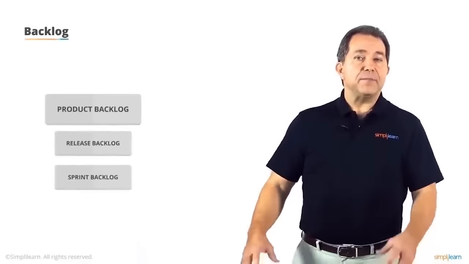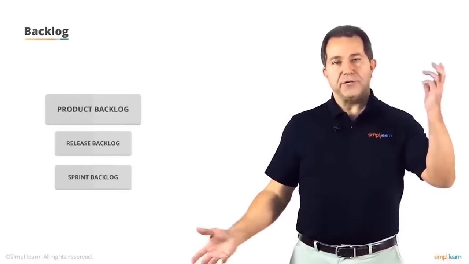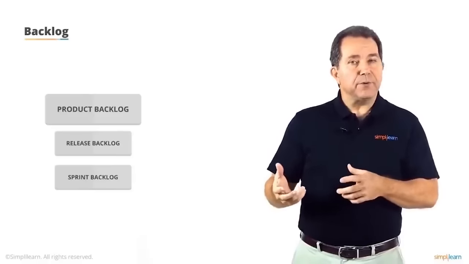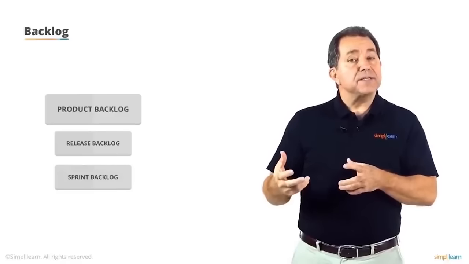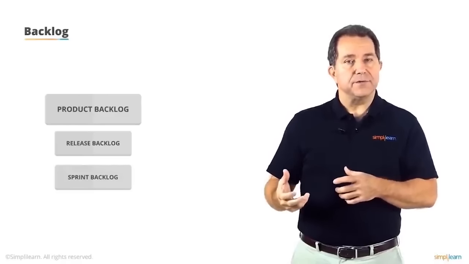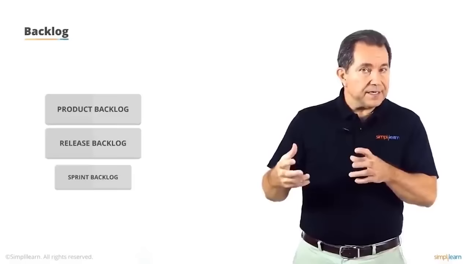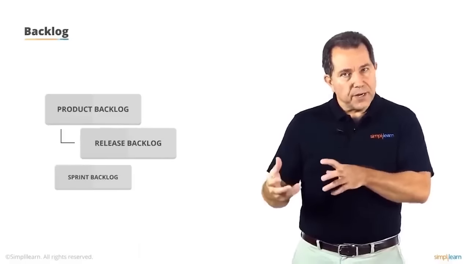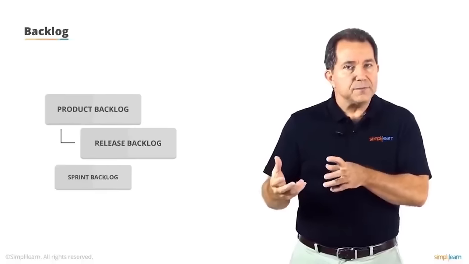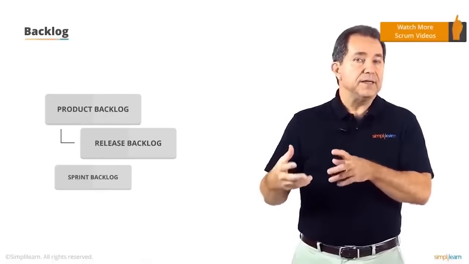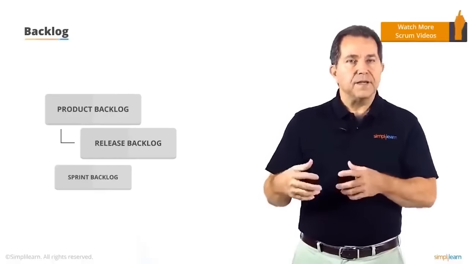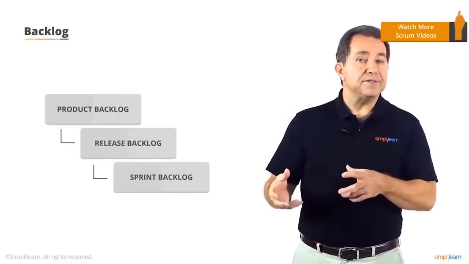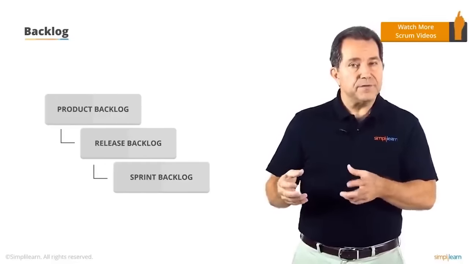There are three backlogs used in Scrum: the product backlog, the release backlog, and the sprint backlog. The product backlog is the master container of all the user stories for the project. The product backlog is continually pruned or prioritized so that maximum value is delivered to the customer. The release backlog is a subset of the product backlog. Releases support the product roadmap, and each release is populated with user stories necessary for that release. The sprint backlog is a subset of the release backlog and contains the user stories to be developed in the sprint.